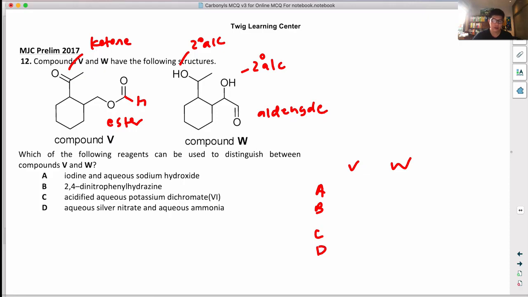Let's look at A, iodine and aqueous sodium hydroxide. It's positive for this structure. It's also positive for this structure. So for V and W, A is positive for both, so it cannot be used to distinguish. 2,4-DNPH is also positive for your ketone and for your aldehyde, which means it's positive for both. You get an orange ppt, so you cannot distinguish.